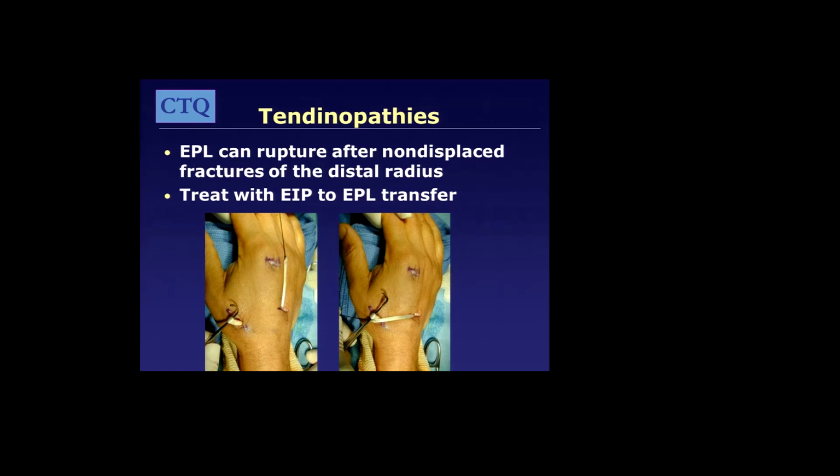We talked about tendinopathy of the third dorsal compartment, the extensor pollicis longus tendon. As we saw before, about 5 to 8% of patients that have a non-displaced distal radius fracture will eventually present with a rupture of the extensor pollicis longus tendon. Patients will present with an inability to use the EPL tendon or extend the thumb. If patients are affected functionally by this, then the treatment of choice is the transfer of the extensor indicis proprius tendon to the extensor pollicis longus tendon.